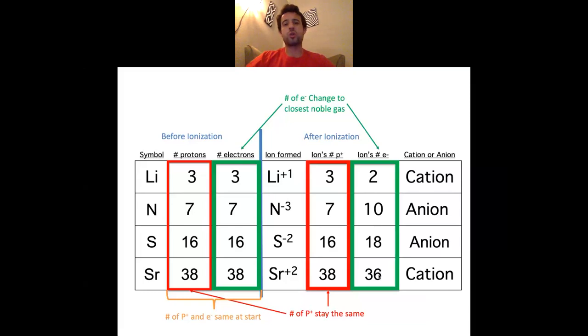That's what I wanted to show you as kind of patterns. These are patterns that will always be true. If you have an atom, it's going to have the same number of protons and electrons at the start. If it turns into an ion, the number of electrons is going to convert to the closest noble gas. The number of protons stays the same.